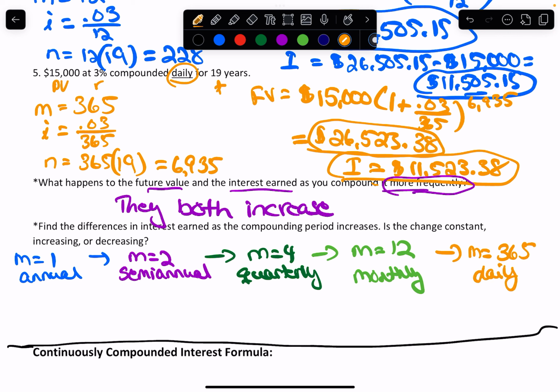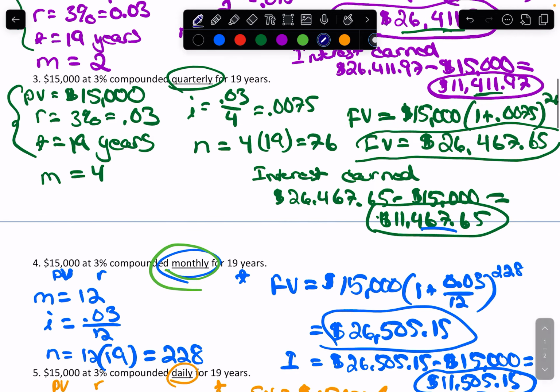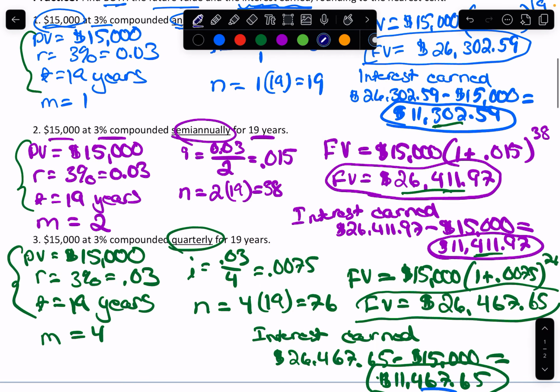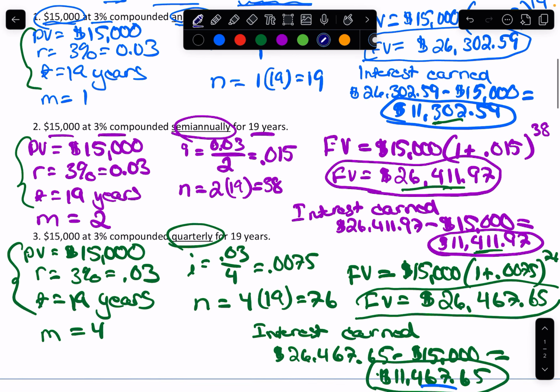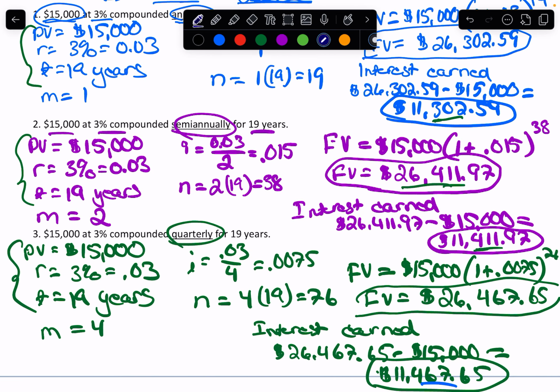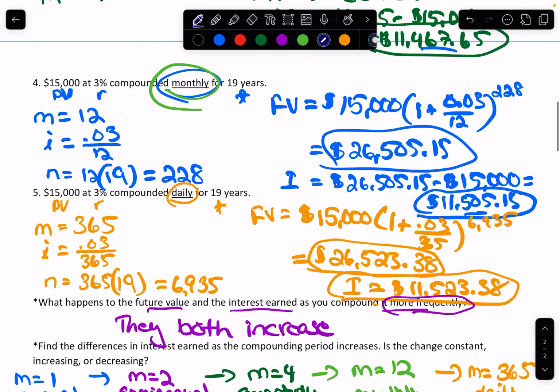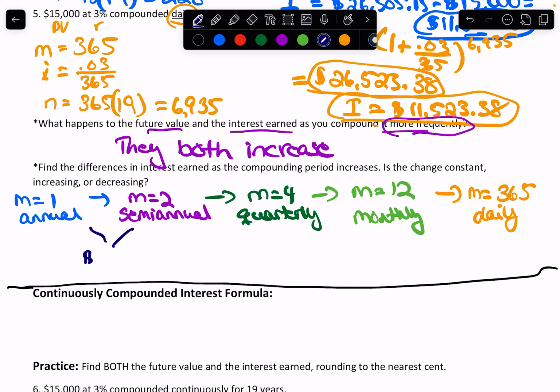So when we calculate the differences between these two, we're going to calculate the difference between the $11,302.54 and $11,411.97. So we're going to subtract the interests for those two. We get $109.38 more. So semi-annual was more.